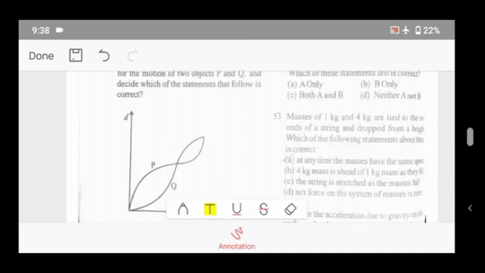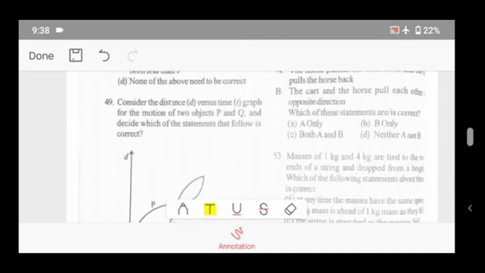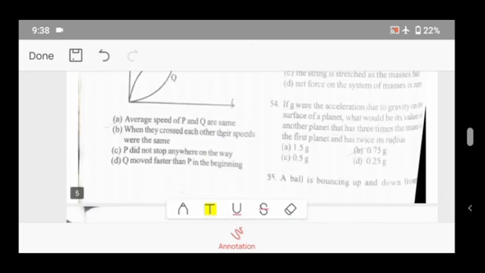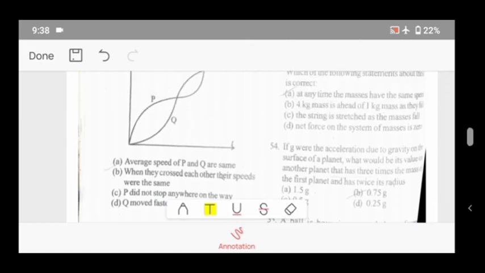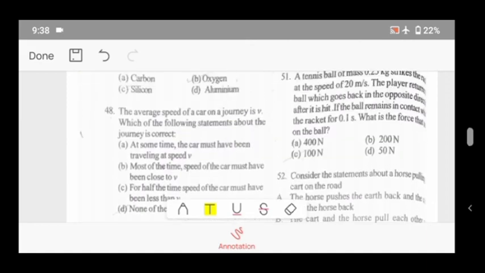So here the graph is given, so you have to solve it. Which of the statements is correct? So the answer is B. When they cross each other, their speeds were the same. No, not B. A. The average speed of P and X are the same. See, they are not moving, so they are the same.